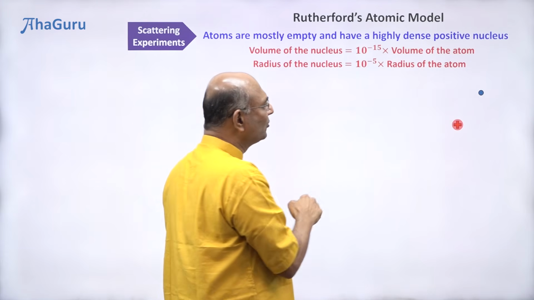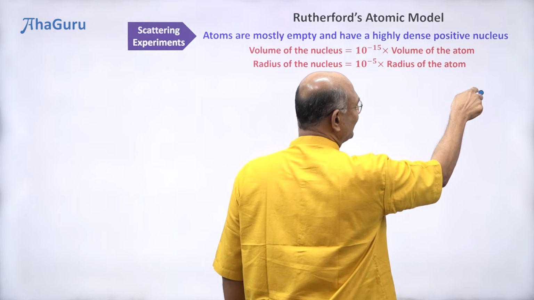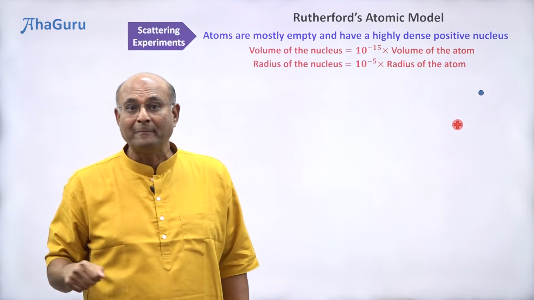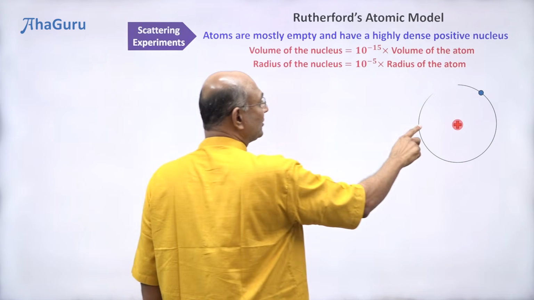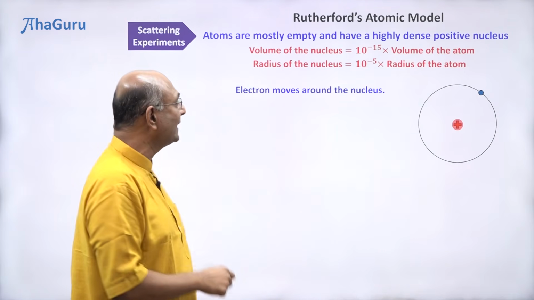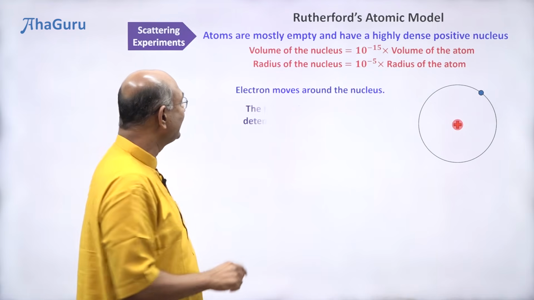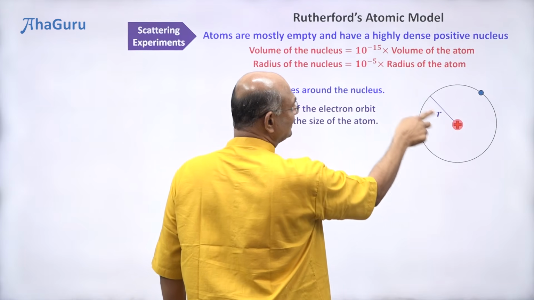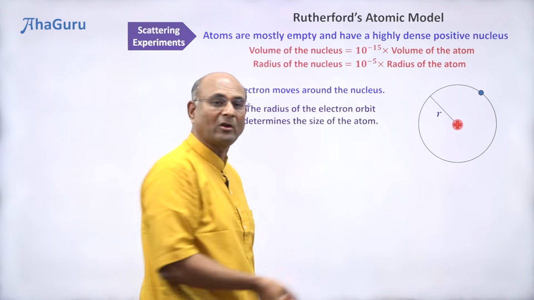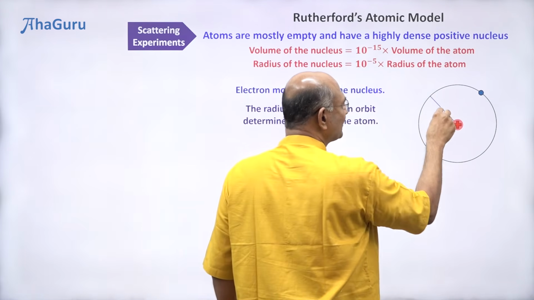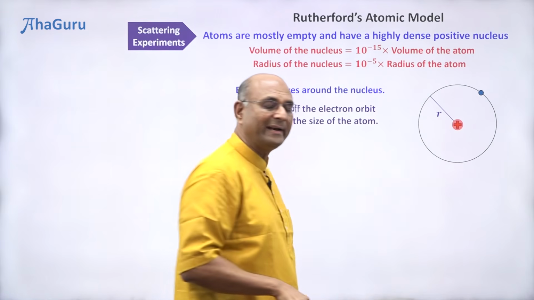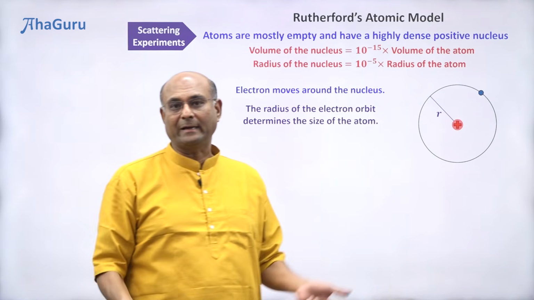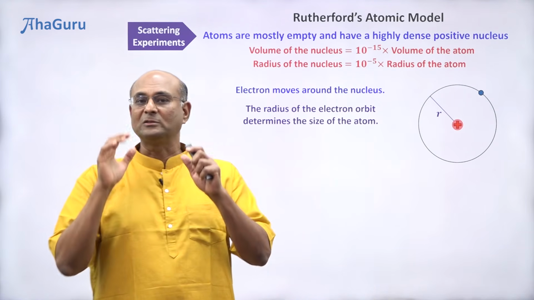Now, of course, Rutherford knew that the nucleus is positive. If the electron was negative and at rest, it would get attracted and fall into the nucleus, which obviously doesn't happen. So he proposed that the electron must be revolving around the nucleus in a circular orbit. The radius of the electron orbit determines the size of the atom. The nucleus is very, very small, so its radius is much smaller than the radius of the orbit. The electron is the one roaming around at the boundary of the atom. So this was basically Rutherford's model.